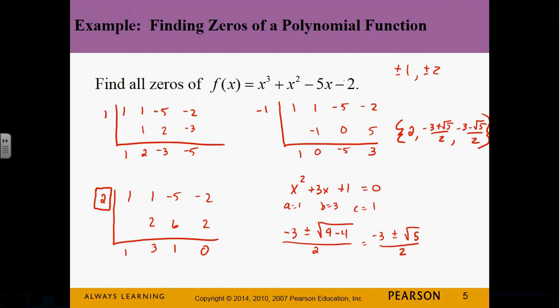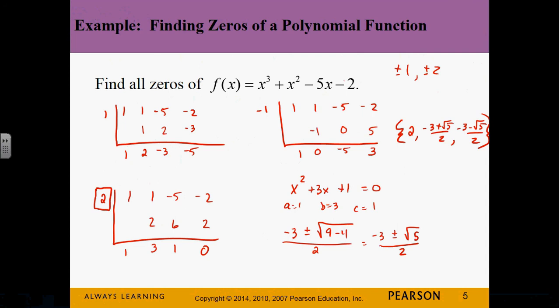So does everybody see that we're going to use the rational root theorem to figure out possible zeros? Then we're going to use synthetic division to narrow it down and find an actual zero. And once we've done it enough times, then we've got a quadratic we can just use the quadratic formula on.